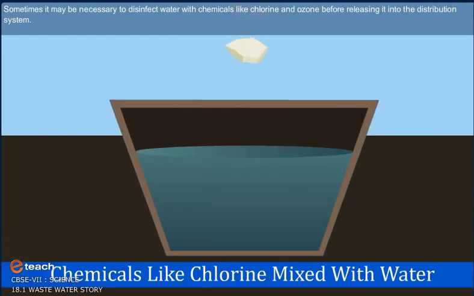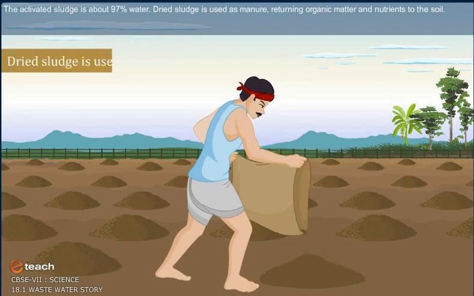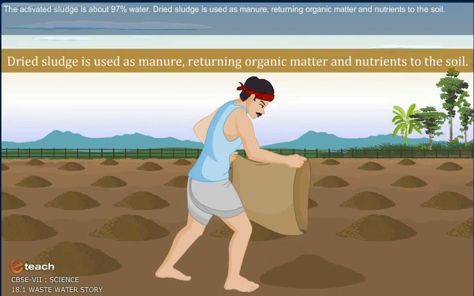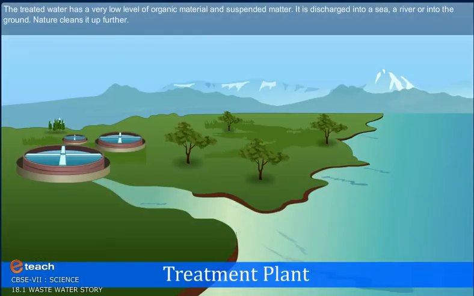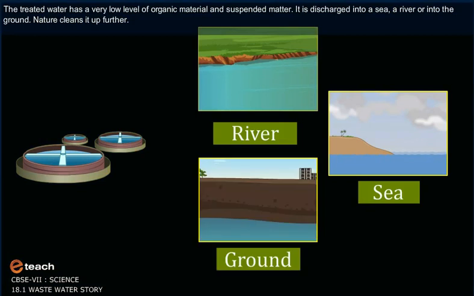Sometimes it may be necessary to disinfect water with chemicals like chlorine and ozone before releasing it into the distribution system. The activated sludge is about 97% water. Dried sludge is used as manure, returning organic matter and nutrients to the soil. The treated water has a very low level of organic material and suspended matter. It is discharged into a sea, a river, or into the ground. Nature cleans it up further.